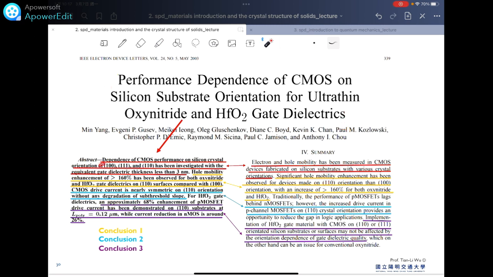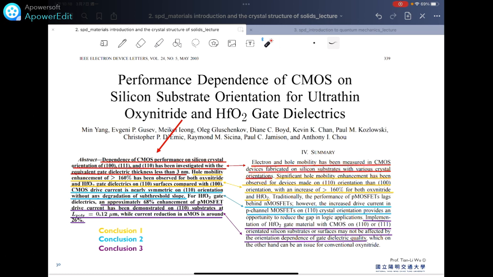If you look at the first sentence, dependency of CMOS performance on silicon crystal orientation of 100 has been investigated with equivalent gate dielectric less than 3 nanometer. To be honest, this sentence is ideally almost the same as the title. The message they want to deliver is exactly the same, because they just say that in this paper, we're working on the dependence of CMOS on different crystal orientations with less than 3 nanometer. And this sentence sometimes will also be identical to the first sentence of the summary.